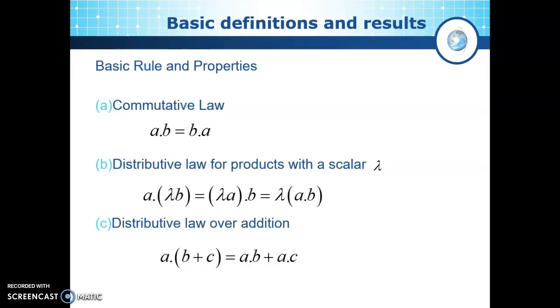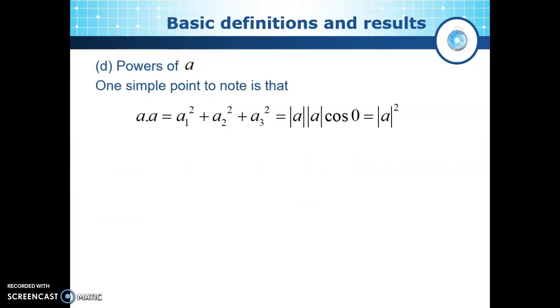A dot B equals B dot A. A dot in bracket lambda B equals lambda A dot B, equals lambda in bracket A dot B. For addition, A dot B plus C equals A dot B plus A dot C. Subtraction is the same. And then for powers, one simple point to note is that A dot A equals A to the power of 2. Okay, this is the same as this one, and also this.